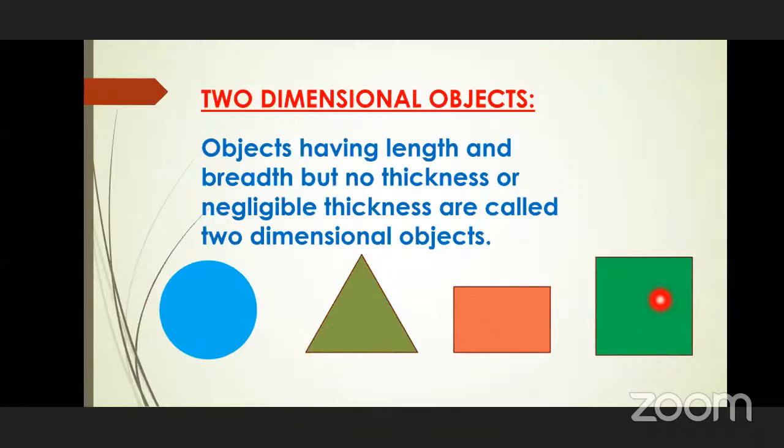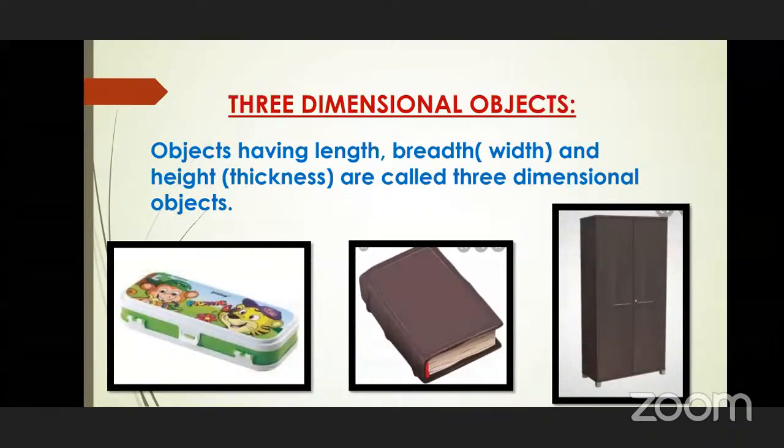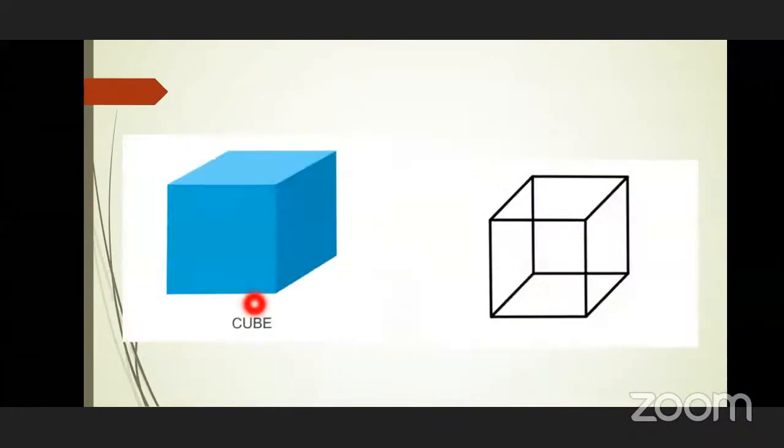Why are they 2D shapes? Because we cannot look at their thickness. Very good. We cannot look at their thickness. They are having only length and breadth. Okay, so that's why they are 2D shapes. And here we are able to see the thickness of the objects. They are having length, breadth, and height. So they are 3D objects. Okay. Now see, which shape is this? Cube. This is a cube.